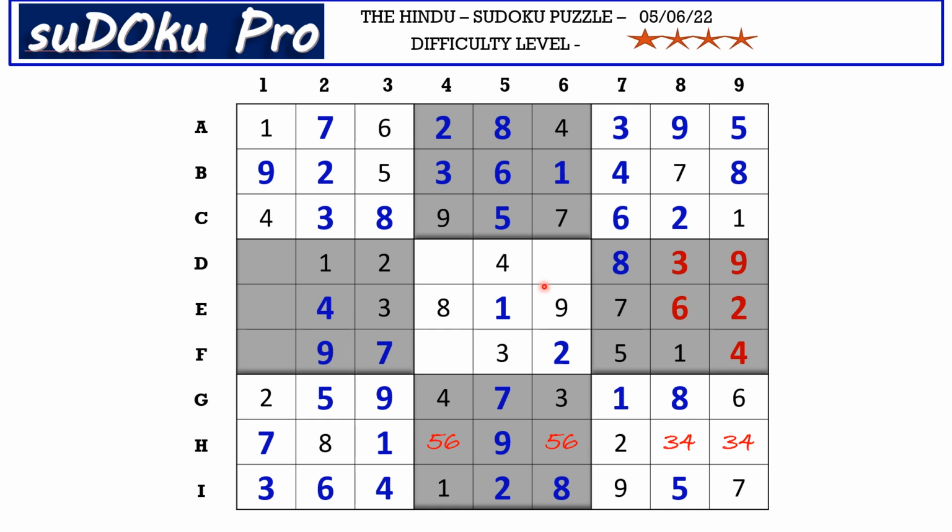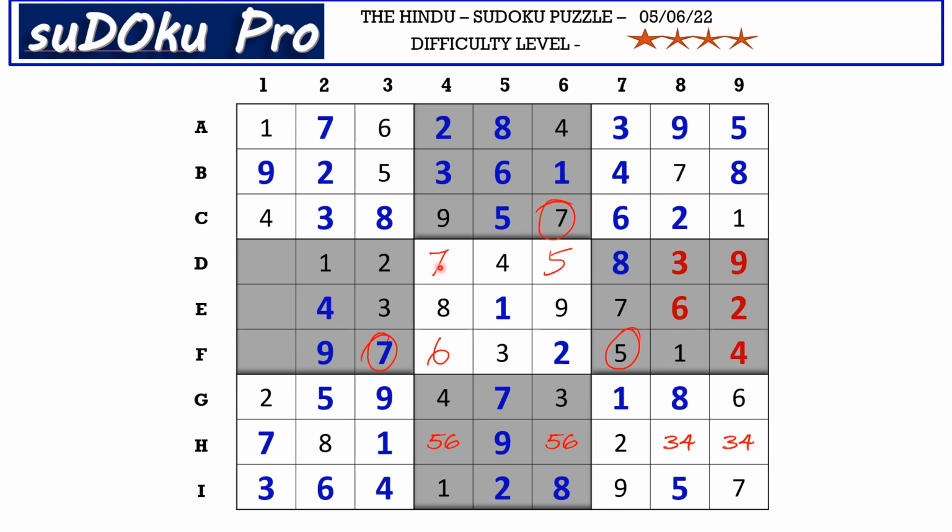In central block, there are 3 empty cells and the missing numbers are 5, 6 and 7. There is 5 and 7 blocking in F row. So F4 takes 6. Now there are 5 and 7. 5 and 7 goes here. There is a 7 blocking from 6th column. So D6 takes 5 and D4 takes 7.